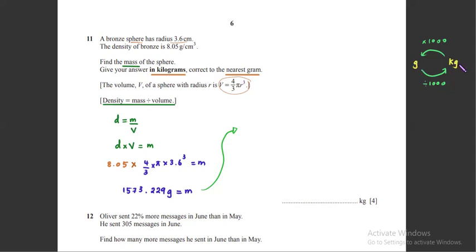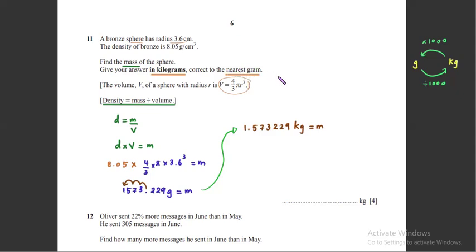And to convert grams to kilograms, I need to divide it by 1,000. So I'm going to divide this by 1,000. When I divide it by 1,000, the decimal point will move 3 units to the left, which will give me 1.573229 kilograms as the mass. So we have found the mass in kilograms, but we haven't written it to the nearest gram.